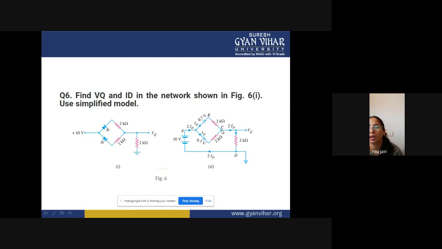Now, if you apply KCL at this point, the incoming current is ID and the incoming current is also ID, which is coming from this branch. So the total incoming current at this point is equal to 2ID. If we talk about the statement of KCL, at a node the incoming current and outgoing current are equal. So ID plus ID is equal to 2ID. That's why we are taking 2ID current here. Is it clear to you?